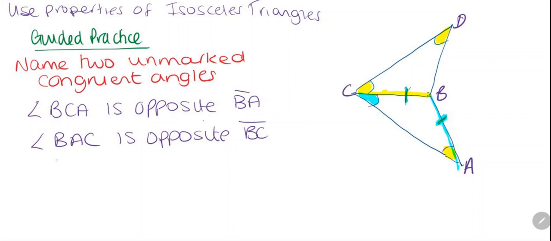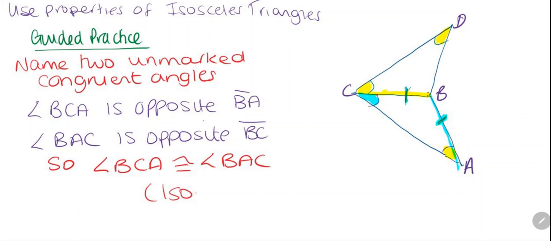Which means we can say the angle BCA must be congruent to angle BAC. And this is the Isosceles Triangle Theorem.